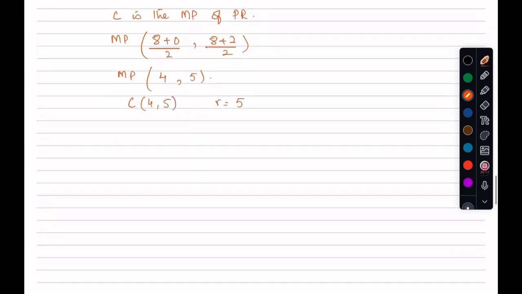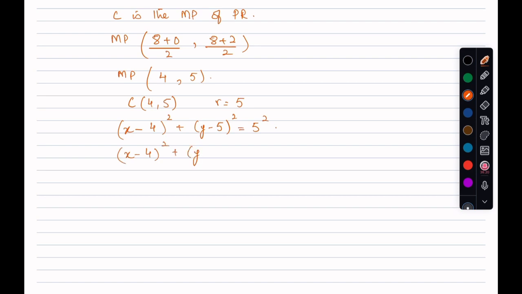So the equation of the circle is very easy to define. It should be (x minus 4) squared plus (y minus 5) squared equals 5 squared. Or I can say this is (x minus 4) squared plus (y minus 5) squared equals 25. So this should be the answer to the second part also.